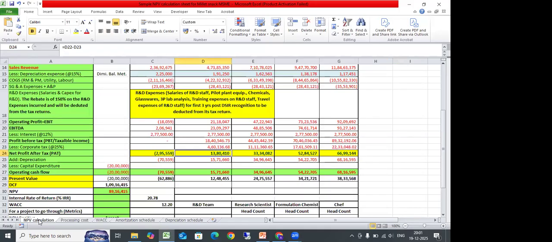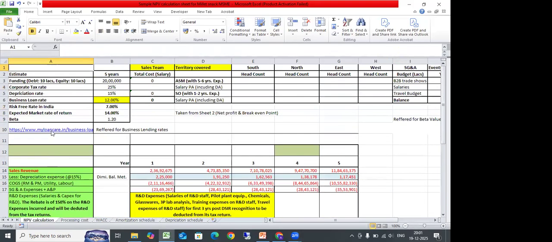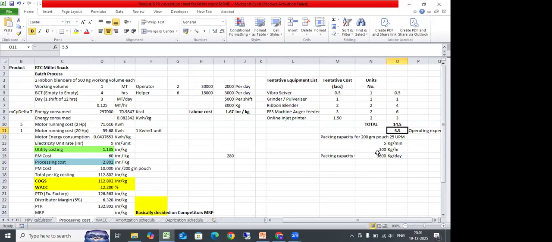Or you can consider 5.5 lakh as a contingency fund. Sir, 3,600 per day is like 12 hours of the things, right? Yes, 12 hours. Okay.